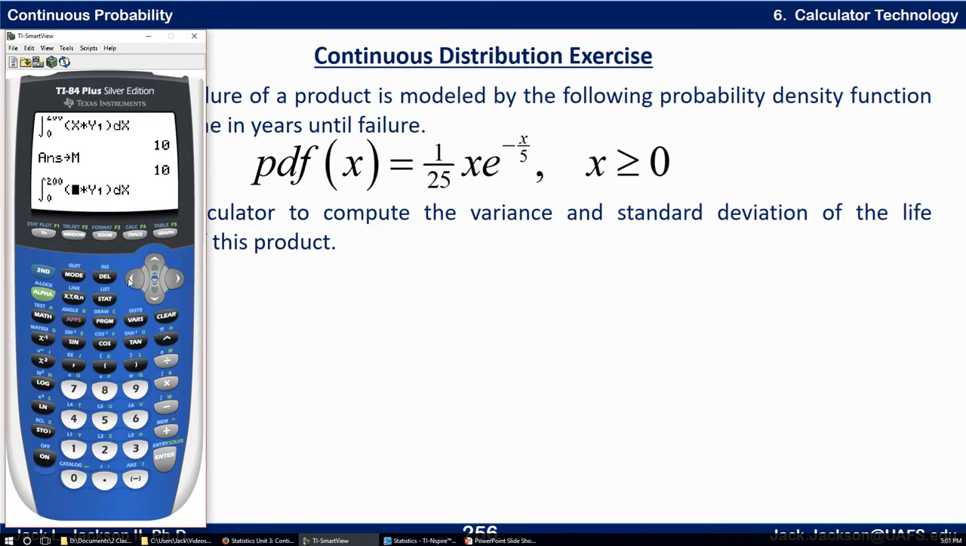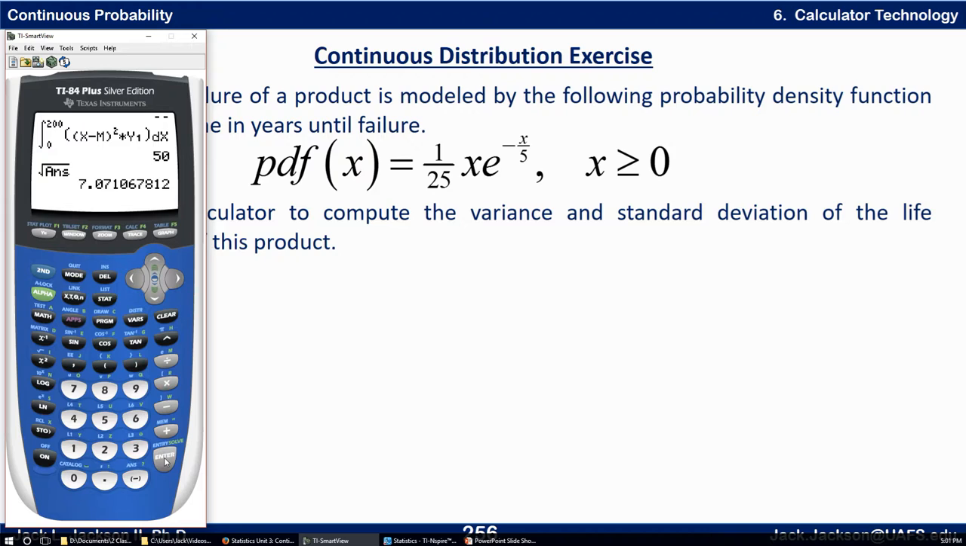And where the x is, we want to insert a parenthesis, and then back to insert again: x minus the mean, alpha m, close parenthesis, square. Use the same 0 to 200. This should work. This should give us at least approximately what the variance is. In this case, it's 50. And of course, then the square root of my answer is the standard deviation.